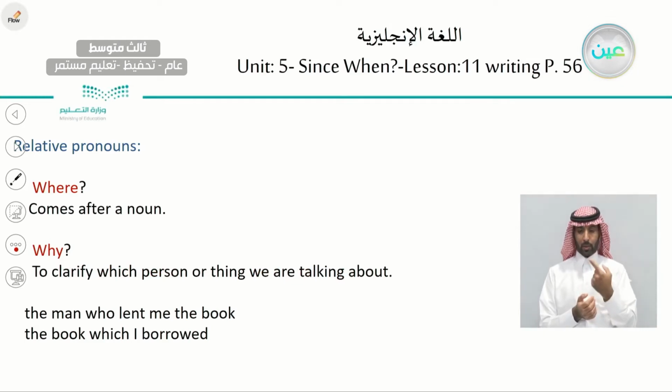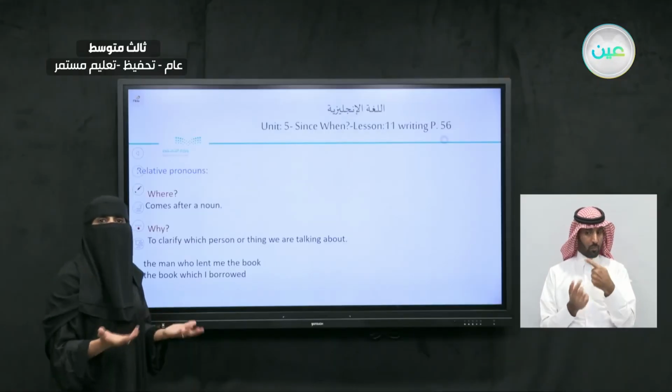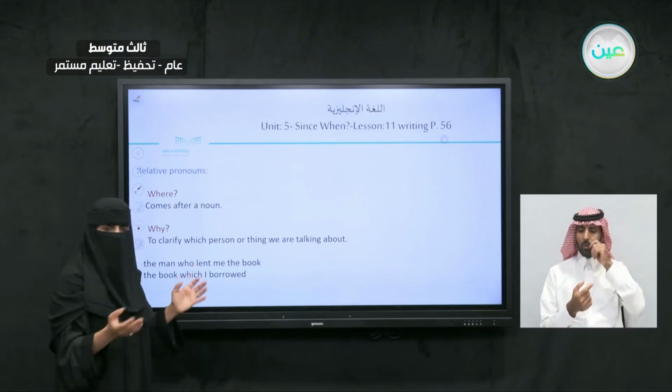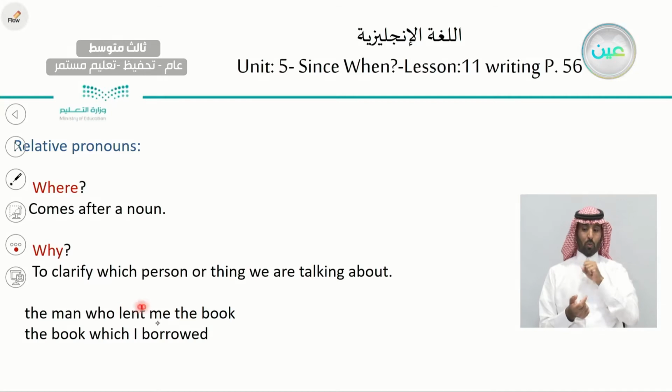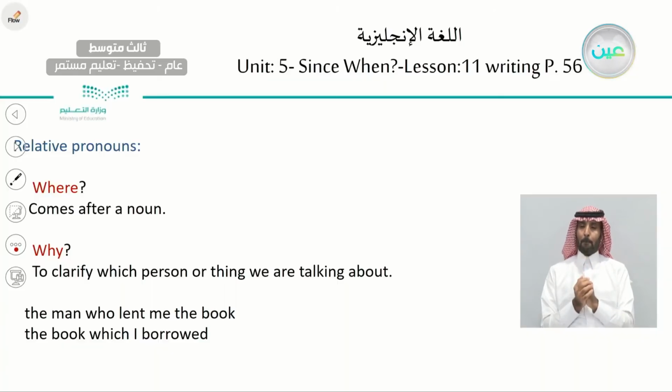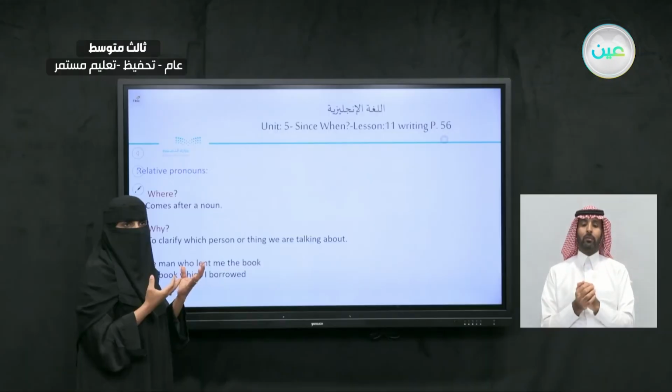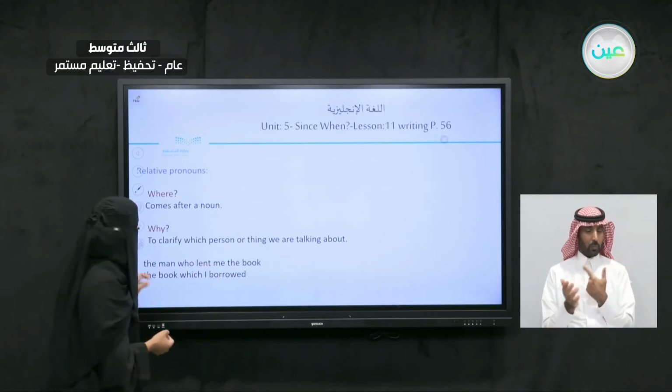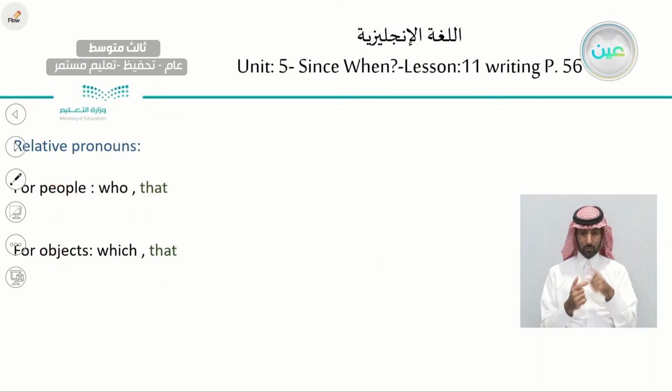What does that mean, miss? Like here, the man who lent me the book. I can say the man, but when you tell me which man, who are you talking about? Is to make it more specific, you would say, who lent me the book? So I'm talking about a specific person, okay? The book, which book? The book which I borrowed, okay? So I'm talking about a specific book, okay? Not any book, the book I owned, the book I borrowed. To give extra information about the noun you are referring to, okay? This is why we use relative pronouns, okay?